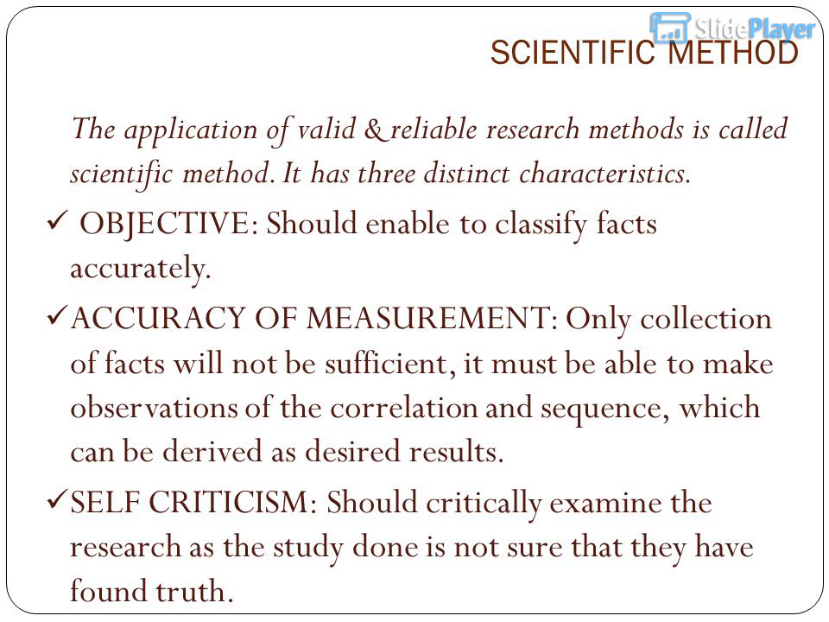Scientific method. The application of valid and reliable research methods is called scientific method. It has three distinct characteristics. Objective: should enable to classify facts accurately. Accuracy of measurement: only collection of facts will not be sufficient, it must be able to make observations of the correlation and sequence, which can be derived as desired results. Self-criticism: should critically examine the research as those who did the study cannot be sure that they have found truth.